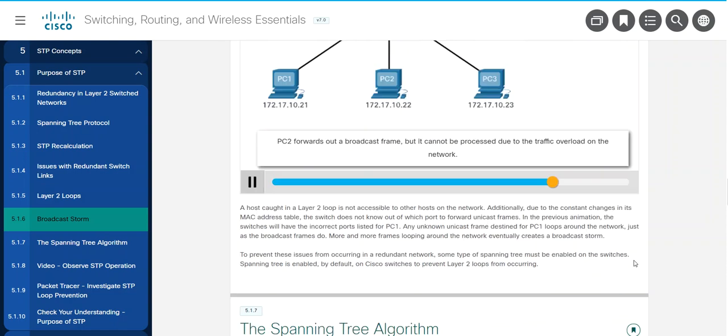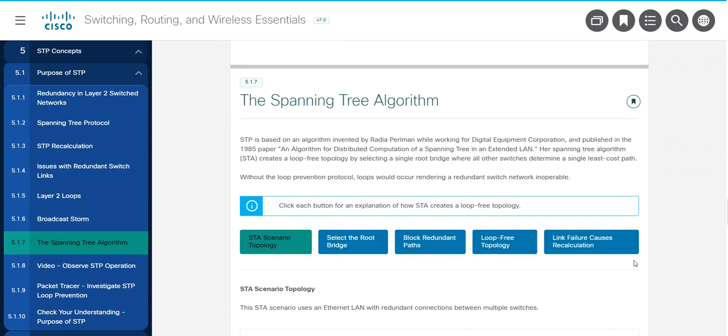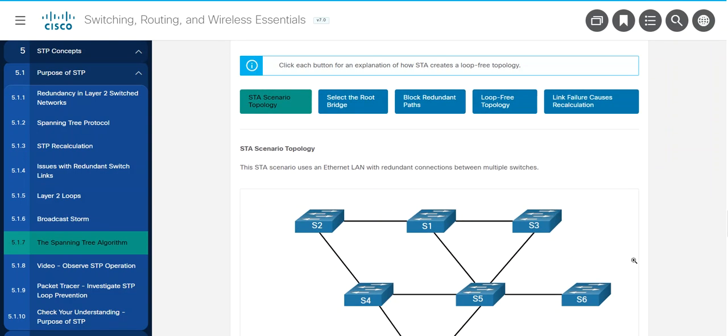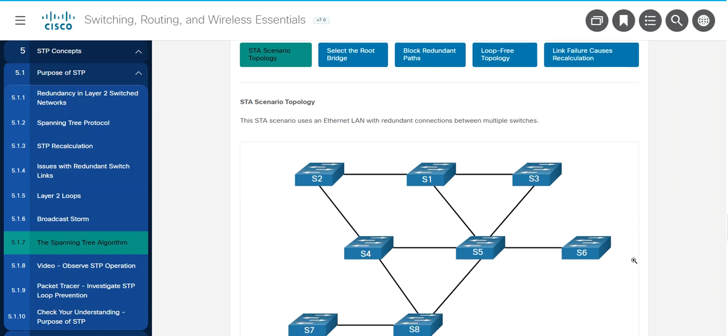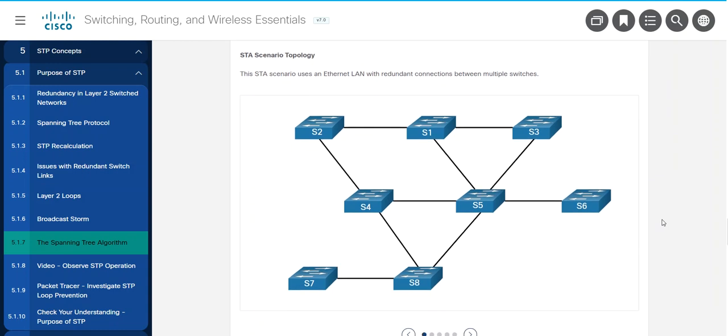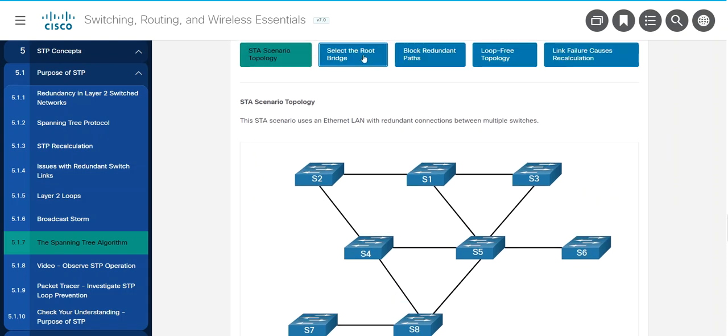So that's why spanning tree was developed. It was developed because it provides a loop-free path throughout your network. So looking at our scenario here, we have all the various switches built with redundant connections.